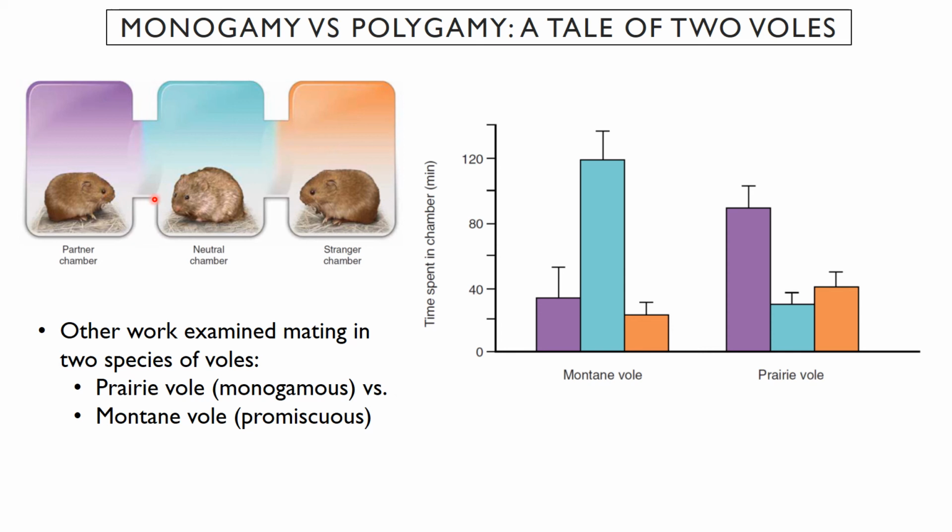This is what that partner preference looks like in the previous experiment. You'll put your focus animal, your experimental animal, in a cage, and then they will have a partner on one side or a stranger on the other side. And then you look to see whether they're going to spend time with one or the other.